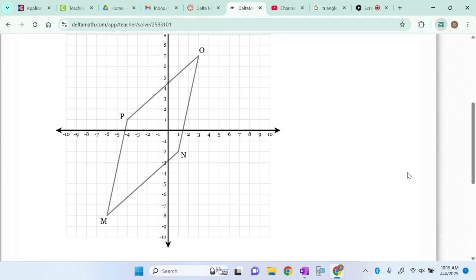You could simplify the radical, but to be honest, I just want to prove that the sides are congruent, so just leave it like that. So this side right here is the square root of 85.